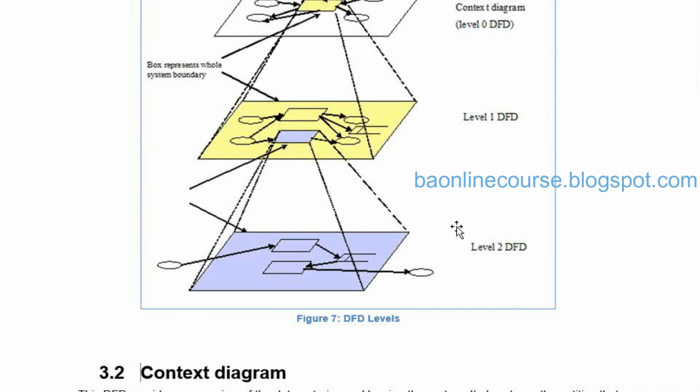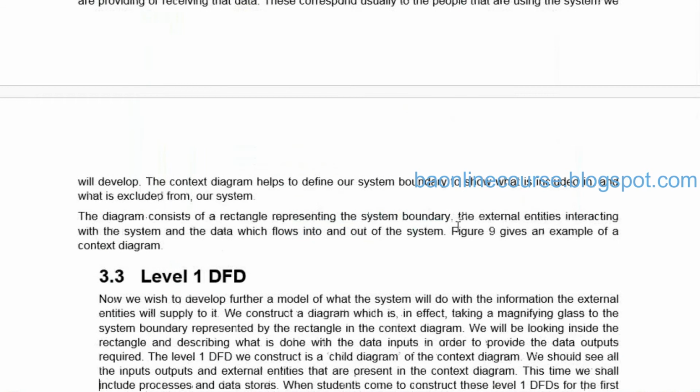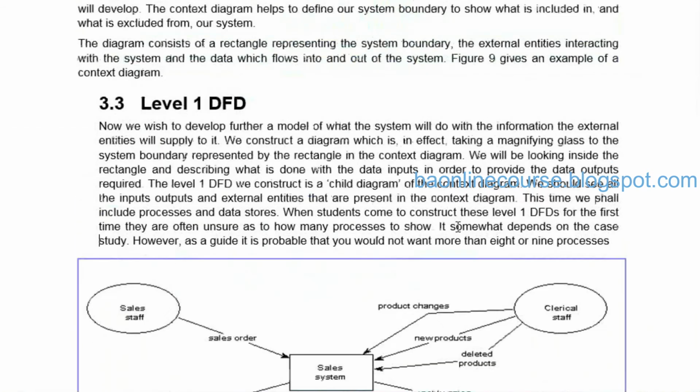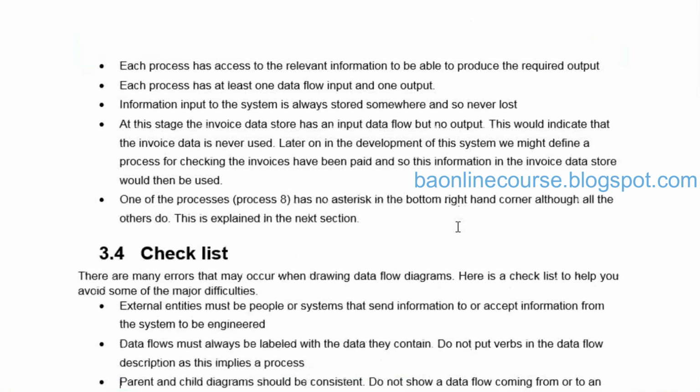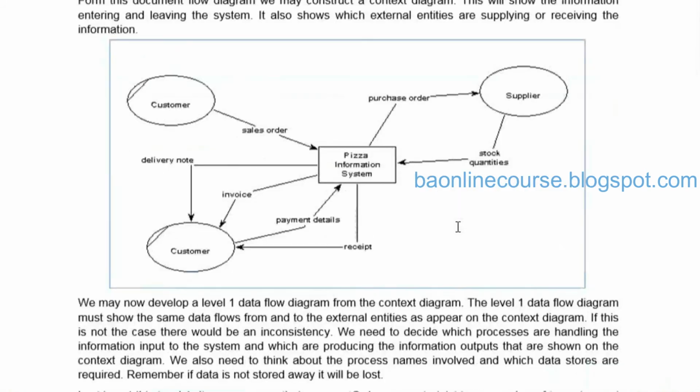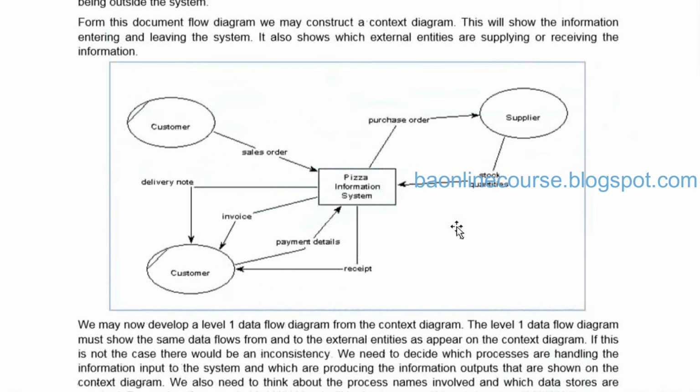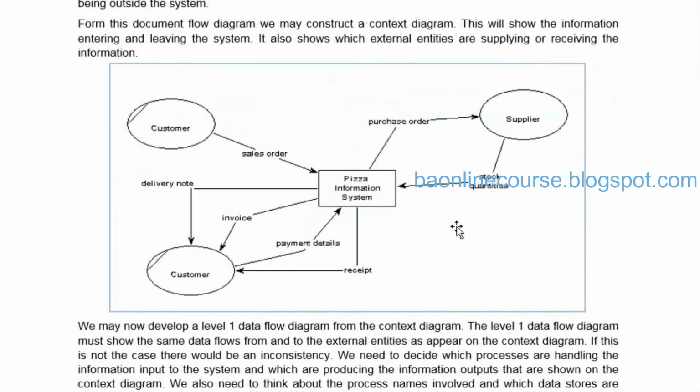So like I said again, this is a flow. You will start off with a level 0 DFD, wherein you will just consider the whole system as one single process and all the external entities providing input or taking output from it. So let's look at a small example. Let's say you want to develop a pizza information system, a pizza management system, whatever you call it. So there is a customer who is providing you the sales order, right?